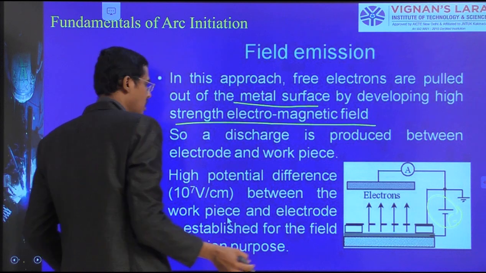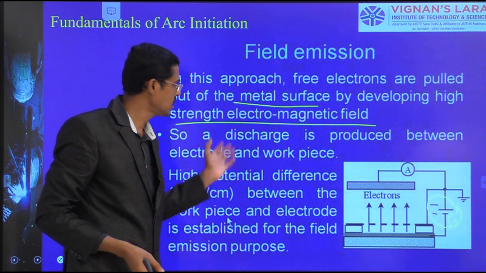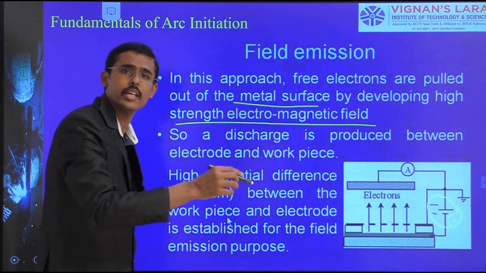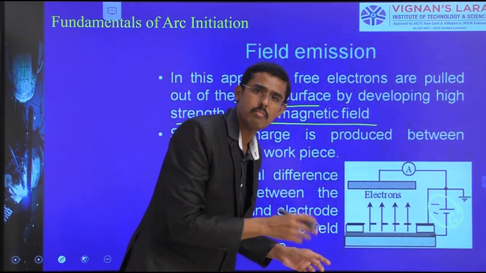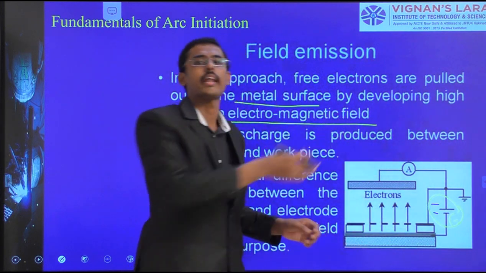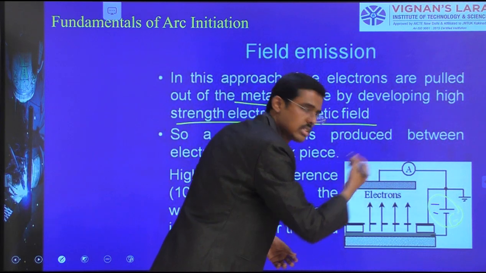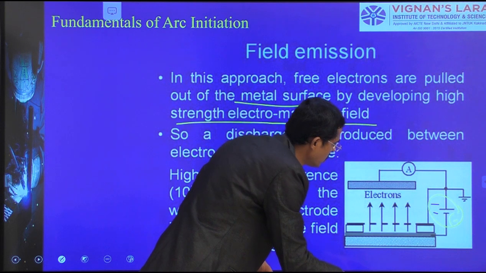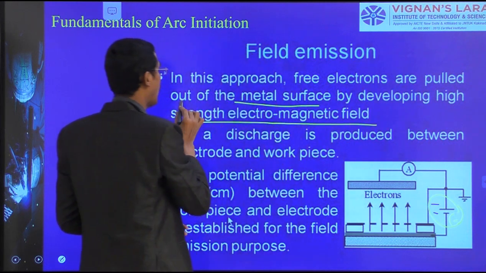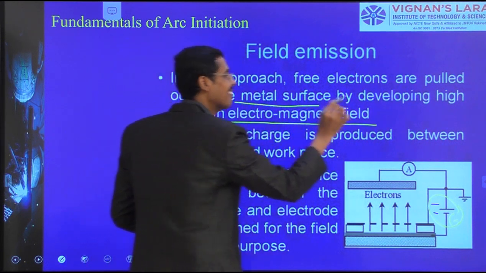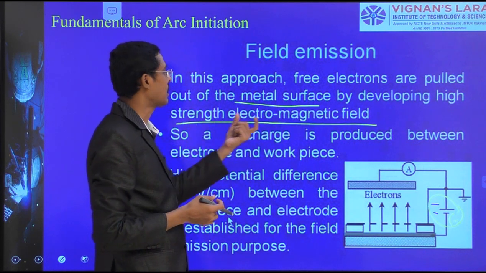Due to this field, these electrons are forced towards the other end. Okay? So easily you can generate heat without thermionic emission. See, here the electrons are forced in the upward direction. So what happens here? These free electrons generated are able to move to the other end. Very simple. In this approach, the free electrons are pulled out of the metal surface by developing a high strength electromagnetic field.